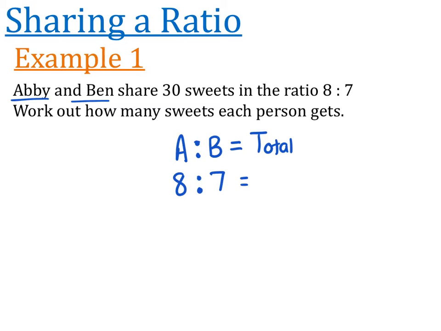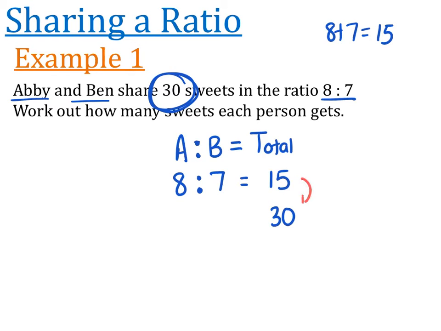And in total, that makes 15. Now, I couldn't put 30 there because 8 and 7 doesn't make 30. 8 and 7 in total makes 15, right? Because 8 plus 7 is 15. Now, they told me in the question that they have 30 sweets to share. So the 30 is going to go under the column for total. All right, now we need to ask ourselves, how do we get from 15 to 30?